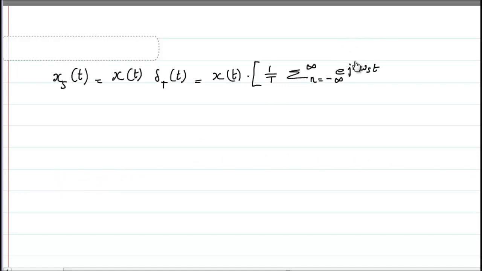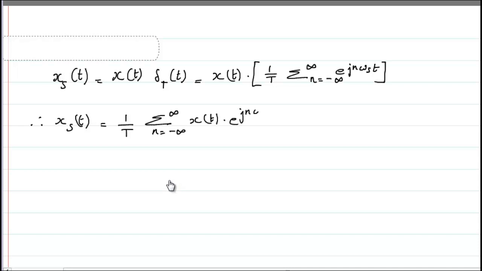Correct? So if I am going to multiply, therefore I can say, therefore xs of t, I will now multiply, so I will take x of t inside. So what I will have is 1 by T summation n is equal to minus infinity to infinity, x of t has gone inside into e raised to power j n omega s t.